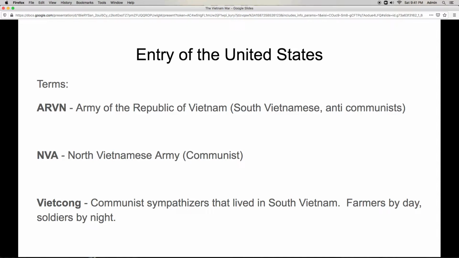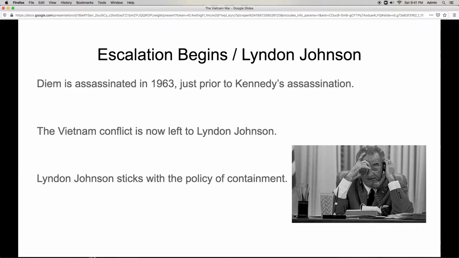And then finally you have the Viet Cong. Like I said, the Viet Cong are the people who are living in the South, but they support the North. And so they're going to be doing a lot of sabotage. They're farmers by day, soldiers by night. They typically don't wear uniforms. You can't tell who they are. It's an invisible enemy. And they are going to provide a lot of issues for military personnel.